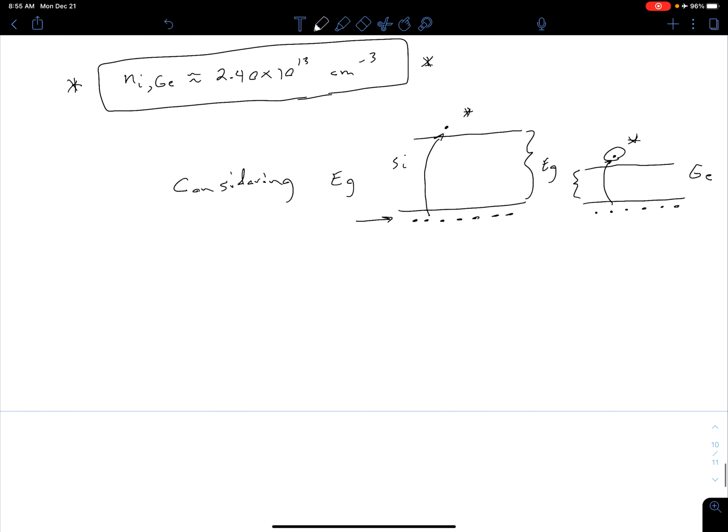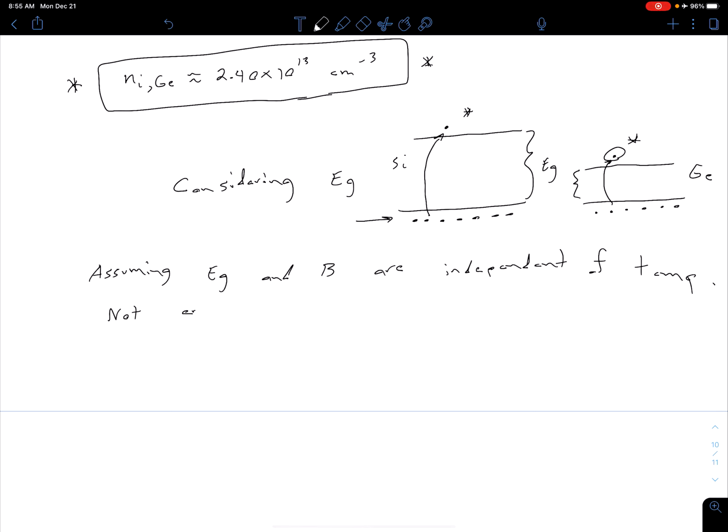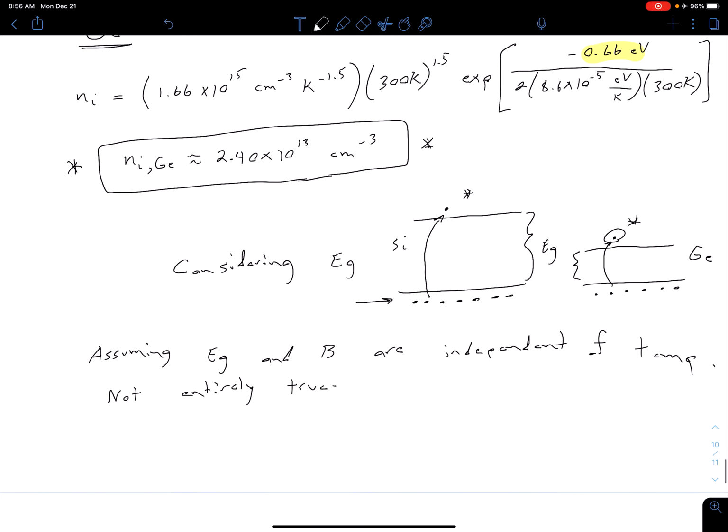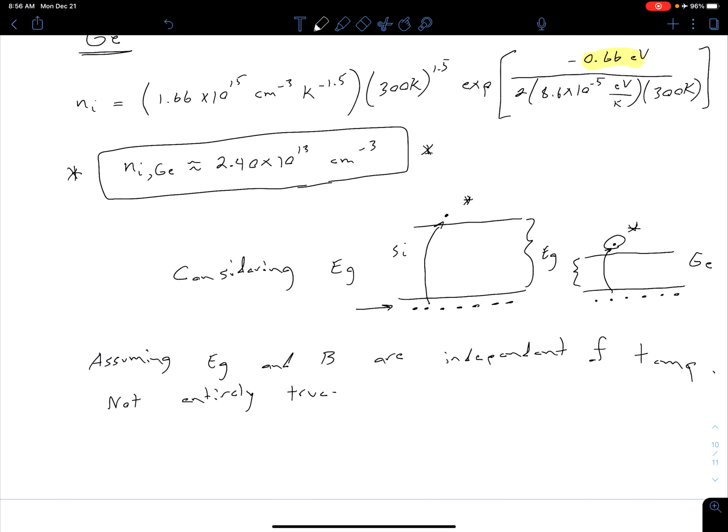One other quick note: I mentioned a little bit earlier that we were making some assumptions. For this class, that's going to be fine, but I just want to point those out so that you're aware of them. We're assuming that our band gap and that constant B are independent of temperature. It turns out that's not entirely true, but for this class, we're going to assume that it's a good enough approximation. And of course, we're not really going to worry too much about the semiconductor physics. We're just introducing this so we can have a better understanding of how devices are actually working.